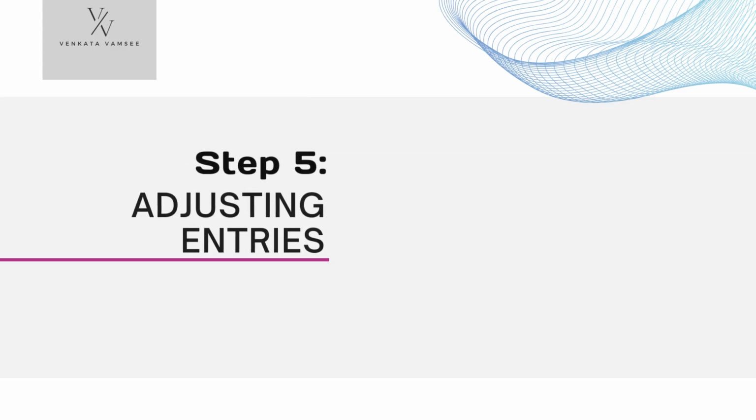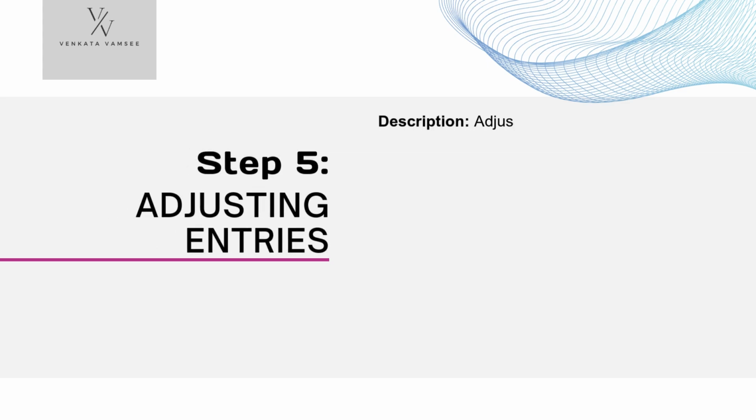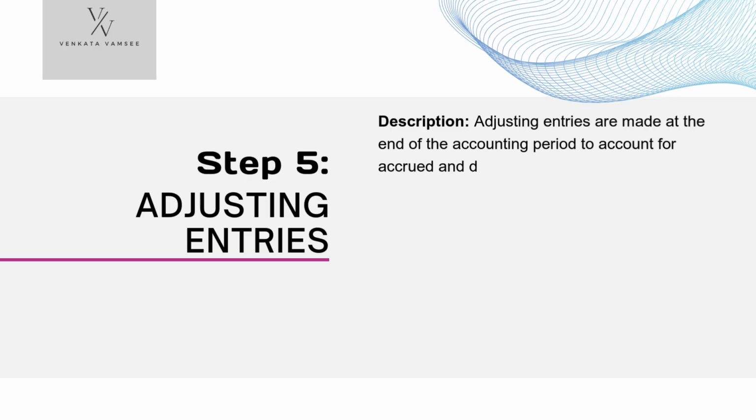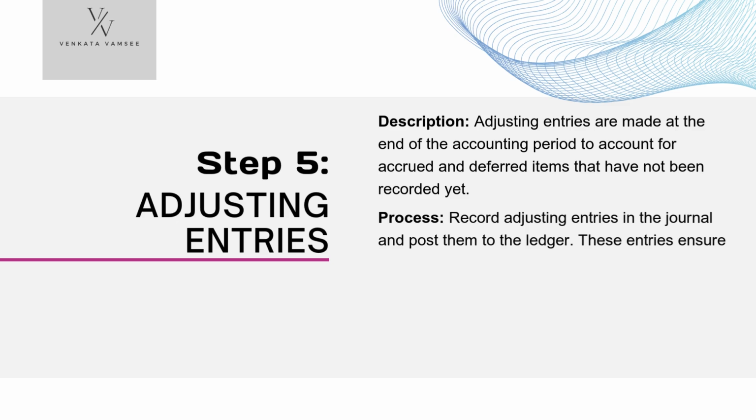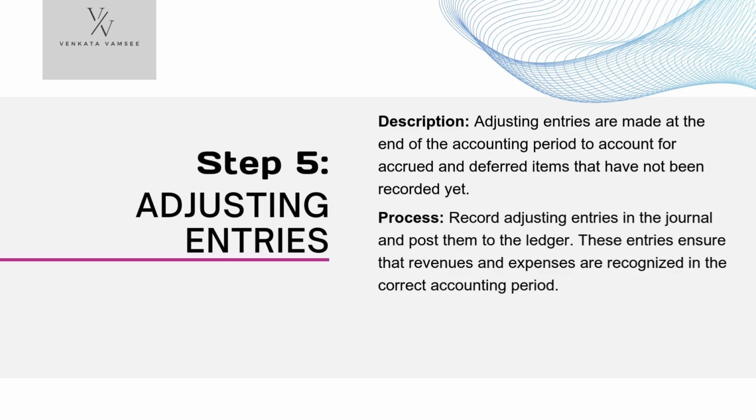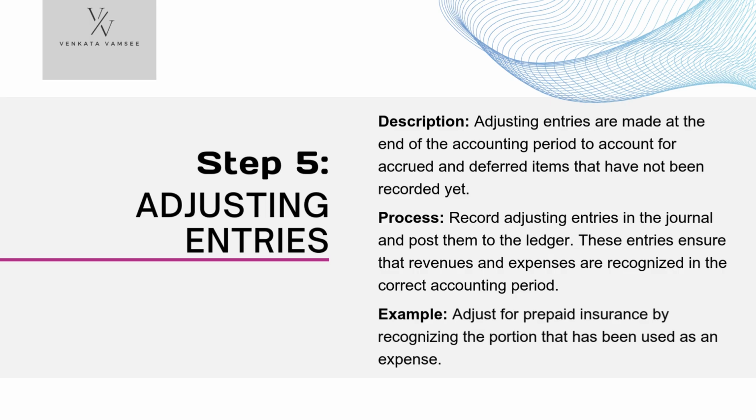Step 5. Adjusting entries. Description. Adjusting entries are made at the end of the accounting period to account for accrued and deferred items that have not been recorded yet. Process: record adjusting entries in the journal and post them to the ledger. These entries ensure that revenues and expenses are recognized in the correct accounting period. Example: adjust for prepaid insurance by recognizing the portion that has been used as an expense.